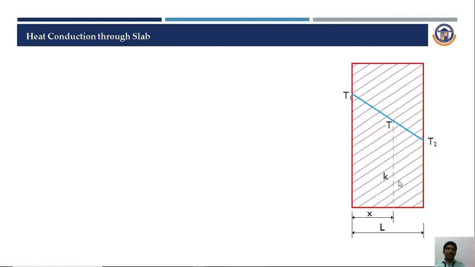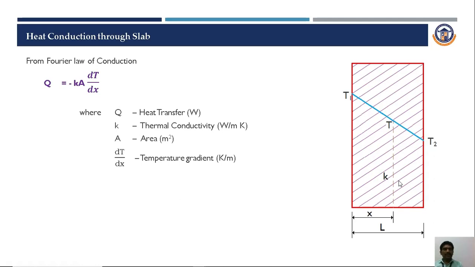Before we derive this relation, we need to know the basic law behind conduction, which is the Fourier law of conduction. The Fourier law states that heat transfer is directly proportional to the normal area and the temperature gradient. Q represents heat transfer in watts, and K represents thermal conductivity, the ability of a material to conduct heat, with unit watt per meter Kelvin. A represents area, and dT by dx represents the temperature gradient.